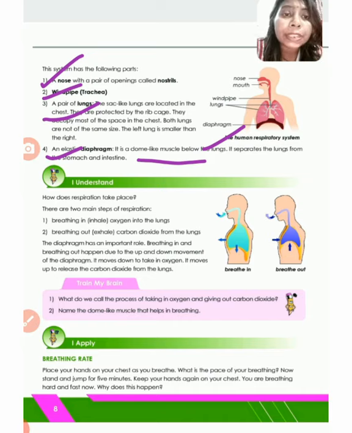Okay, we breathe out. So what do we breathe out? We breathe out carbon dioxide. Yes, and it is also a type of body waste. Am I clear? So I will show you the process here.